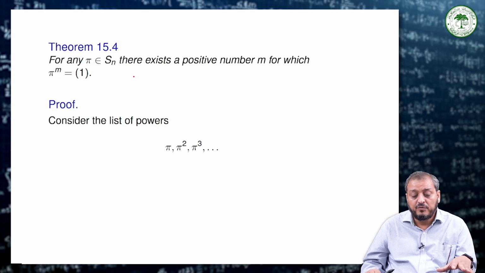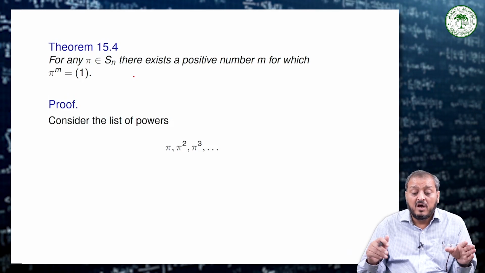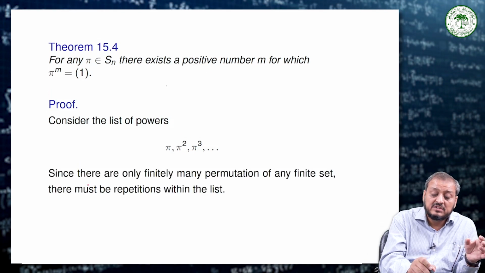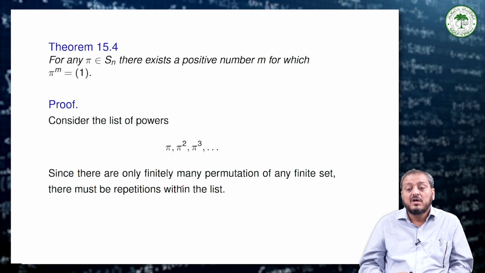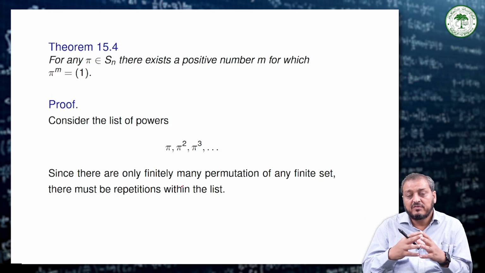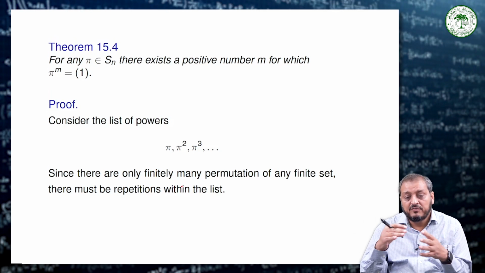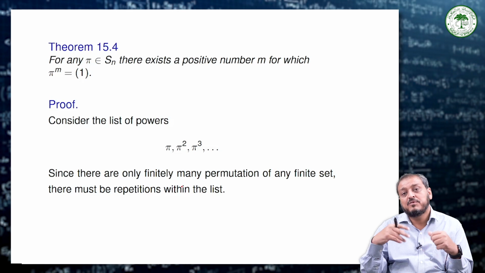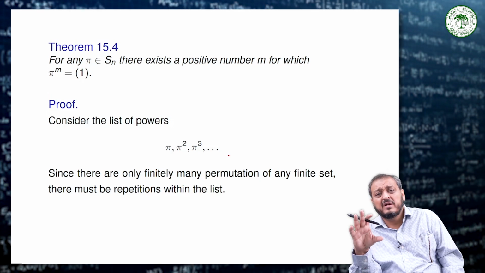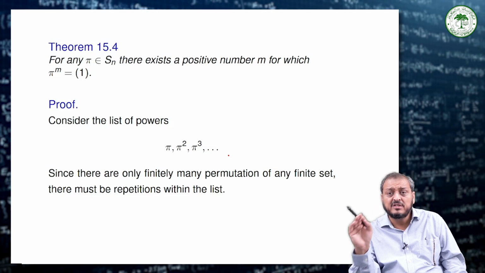Consider the proof. Consider the list of powers π, π squared, and so on. Since there are only finitely many permutations of any finite set, and Sn is a finite set, only finitely many permutations can be defined. So at some stage a repetition must start within this list.